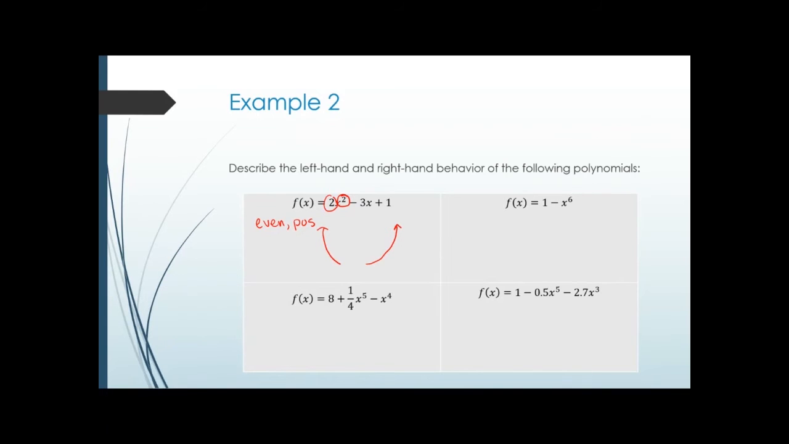On the top right, we have 1 minus x to the 6th. So we have, again, our even exponent, but then we have a negative in front. So that's going to reflect it upside down. So it's going to basically look like a frown instead, because that negative reflects it upside down.